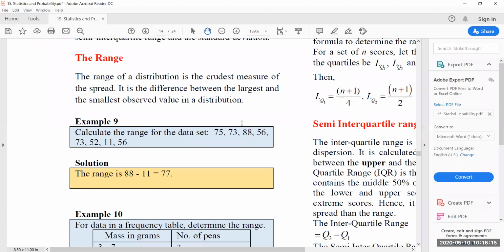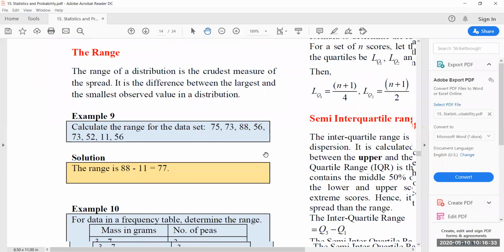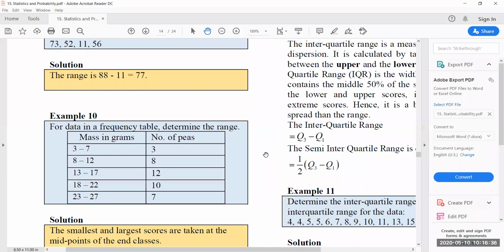How do you calculate the range? The range is basically the difference between the largest and the smallest value in the distribution. So let's see here, the largest value is 88, and the smallest value is 11. So the range is 88 take away 11, which is 77. It's very simple, right? So again, it's the largest take away the smallest.